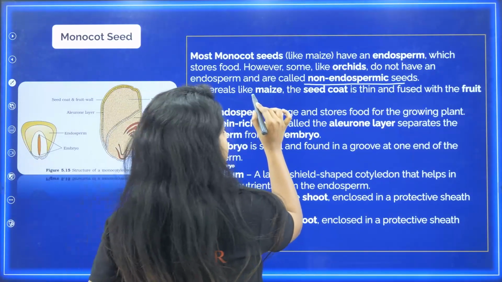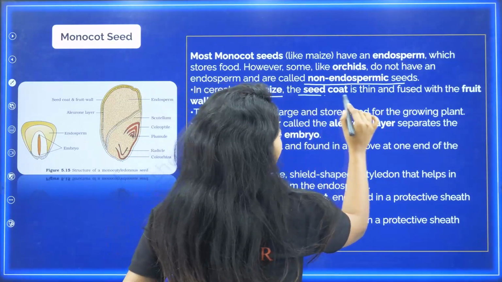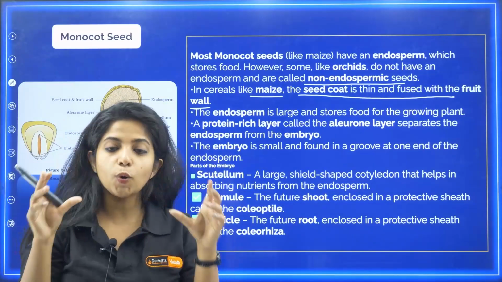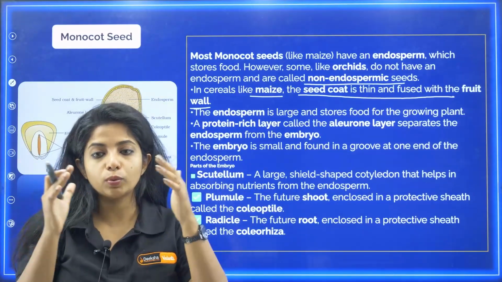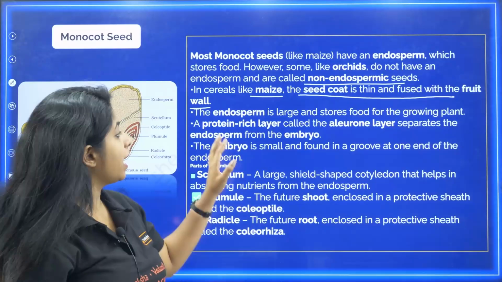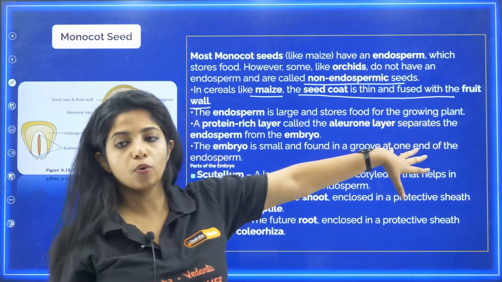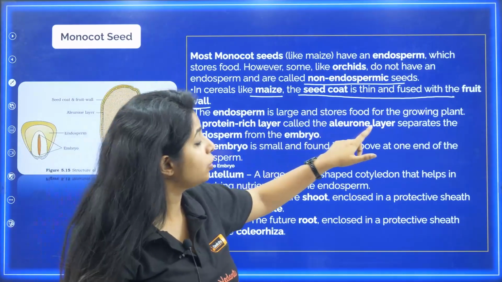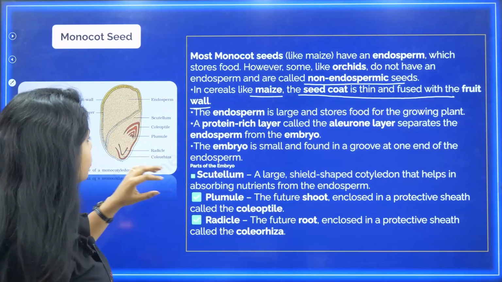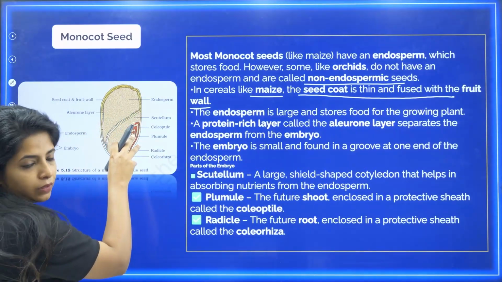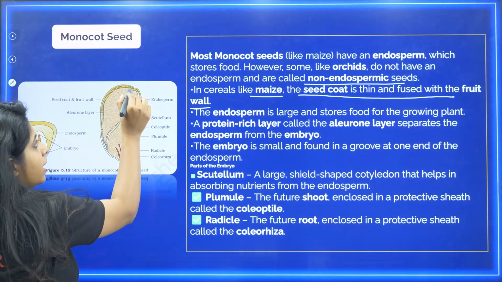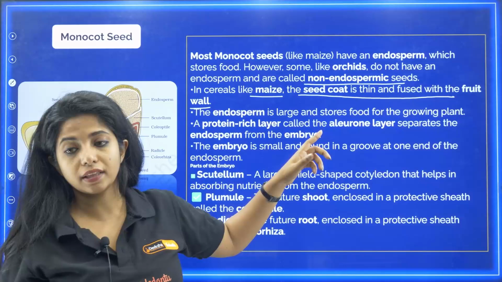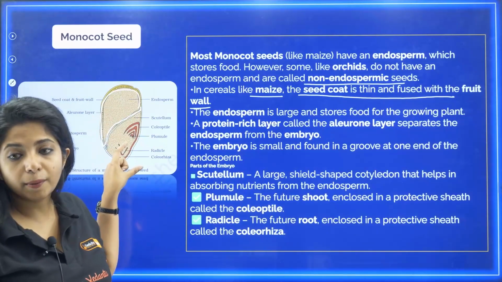Now, in cereals like maize, a monocot, the seed coat is thin and fused with the fruit wall. The endosperm is large and stores food for the growing plant. I hope you know that the endosperm is there for that only. The protein rich layer called the aleurone layer separates the endosperm from the embryo. Suppose this is the embryo and this is the endosperm. There is a layer over here which is known as the aleurone layer. It is a protein rich layer that separates the endosperm from the embryo.